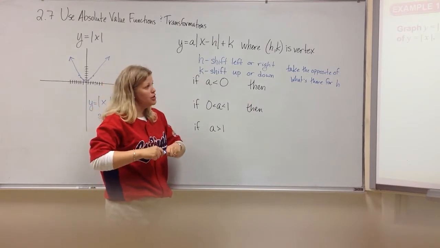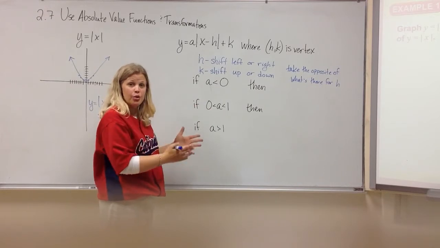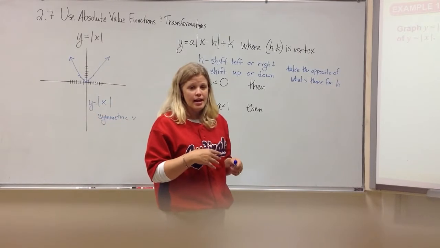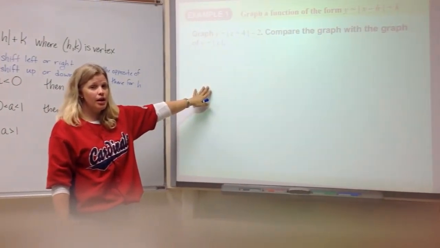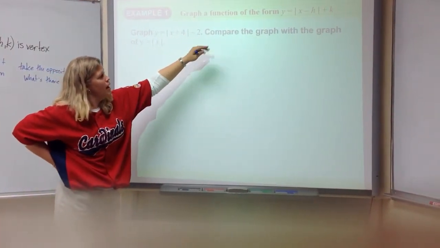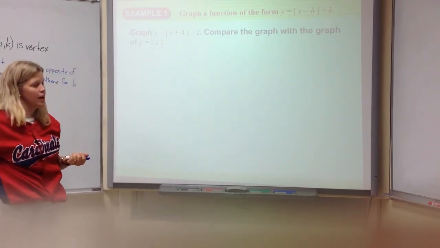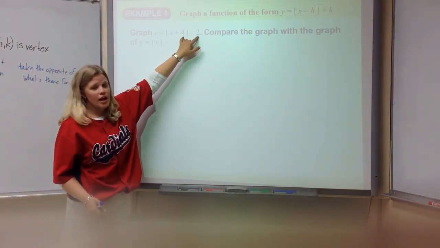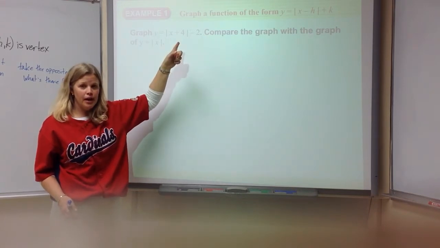So what we're going to do is look at a couple examples. Now, I know I normally have the example written up for you, and you write it down, and then you put the solution in your notes. Today, instead of me writing them, they're going to be up on this screen. Okay? So, look at this. We're going to graph y equals absolute value of x plus 4, minus 2. Compare the graph with the graph y equals absolute value of x. Well, you notice we've got some values for h and k. You might want to pause the video right now and get this example written down.